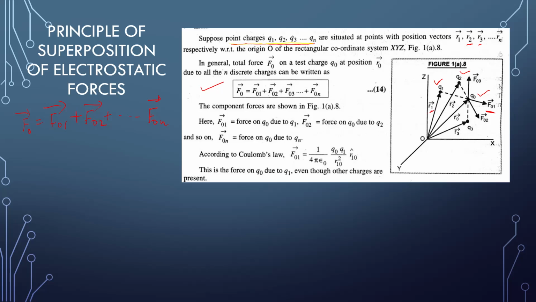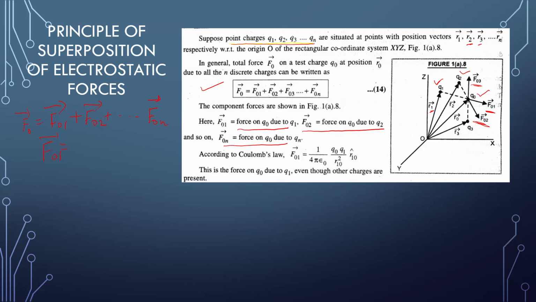Similarly, the force on Q0 due to Q2 is given by F02 vector, and the force on Q0 due to Q3 is given by F03 vector. So in total, F01 vector is this, F02 vector is the force on Q0 due to Q2, and so on. F0n vector will be the force on Q0 due to Qn. Now, according to Coulomb's law, which we have already stated, how do we write down the force on Q0 due to Q1?